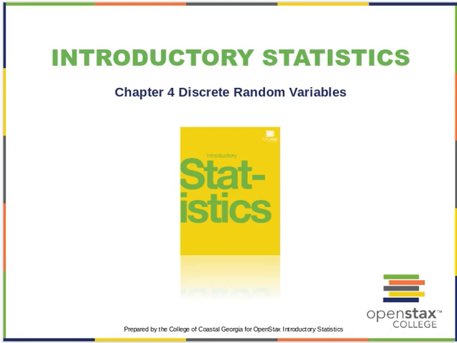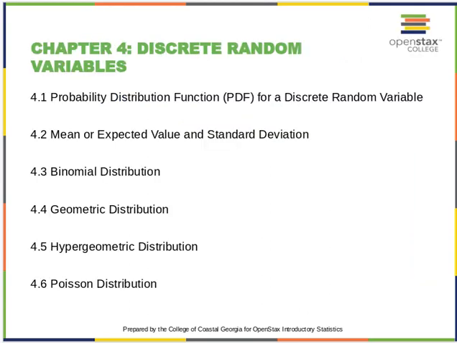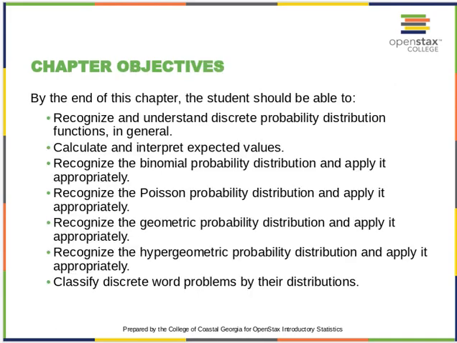Okay, let's continue on here to chapter 4, discrete random variables. This is going to look at where probability blurs with statistics, and it's really going to tie in a lot of the things that we've already talked about thus far. The first thing we're going to talk about is probability distribution functions for discrete random variables.